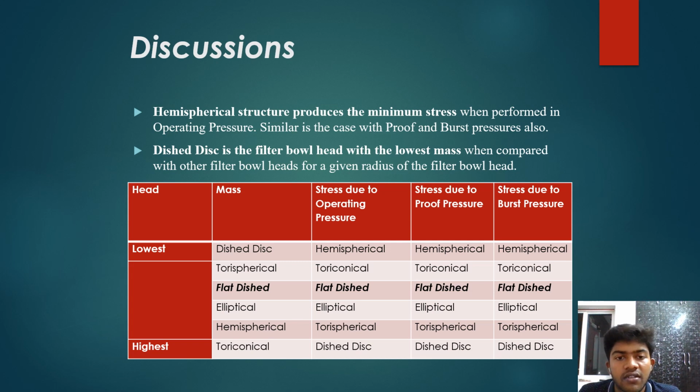So based on the comparison of the results, we can conclude certain points. The hemispherical dish head produces the minimum stress when performed in the three different types of pressures. And the flat disc is the filter bowl head with the lowest mass when compared to the other dish heads for a given radius of the filter bowls. So it is depicted in the table as follows, as we can clearly see. The hemispherical produces the minimum stress, and the flat disc has the least mass, and we can see the flat disc is an optimal one based on considering the factors mass and stresses.